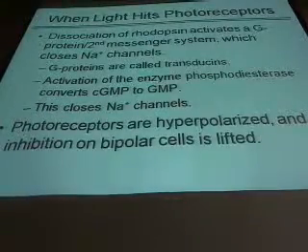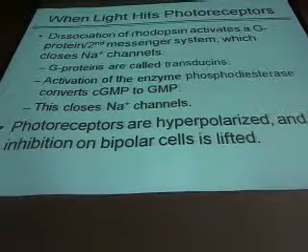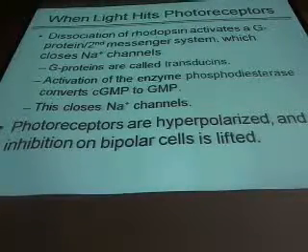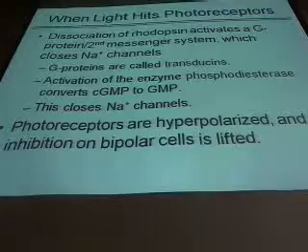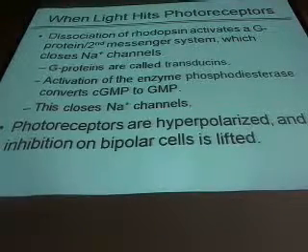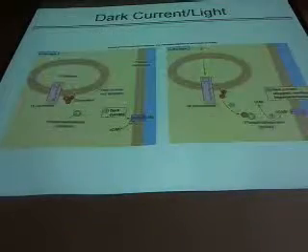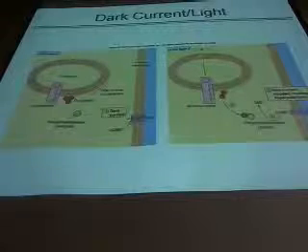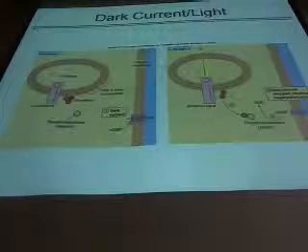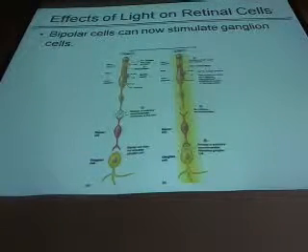And so when light hits it, the dark current shuts down, the sodium channels close, and the bipolar cells are actually, the inhibition is lifted, and they can fire easier. The dark current, this doesn't clear it up a heck of a lot, I'm sorry. But there's another one later that comes, figure 10.31, about this.